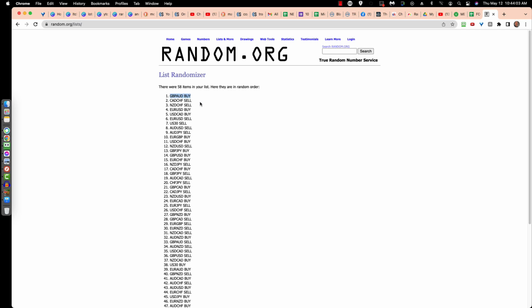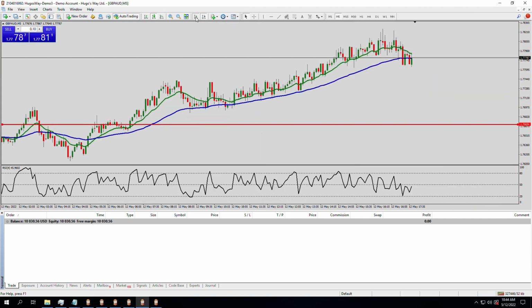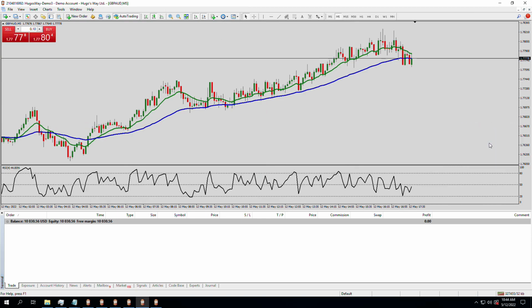I believe yesterday was GBPAUD sell. Interesting. So GBPAUD buy, let's go to the chart. We're going to do a buy. Let's go to the end of the chart here. I'm looking at the 5-minute time frame. I'm going to delete this line that I put on here. Interestingly enough, it is kind of in a buy. Looks like it's going to go sideways here, but it has been in an uptrend.